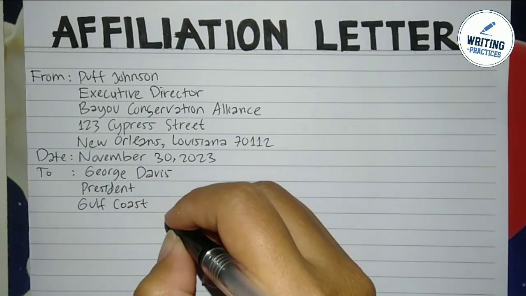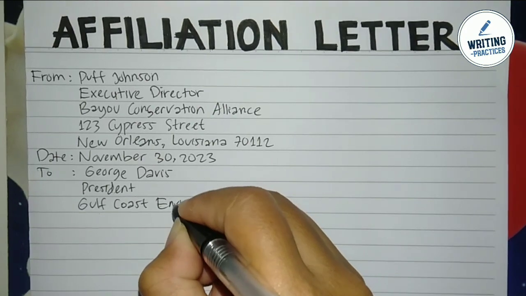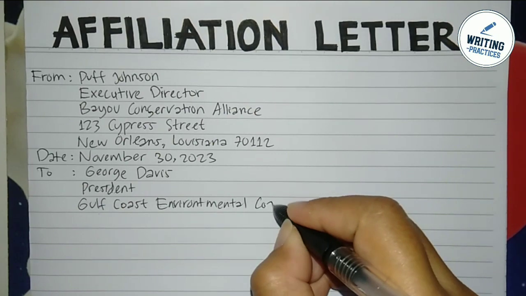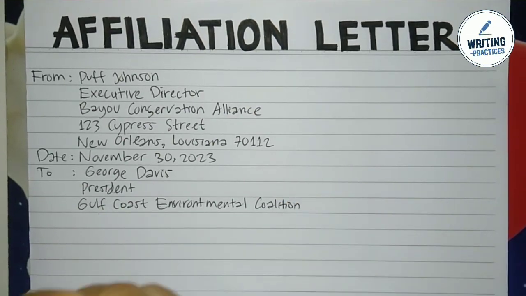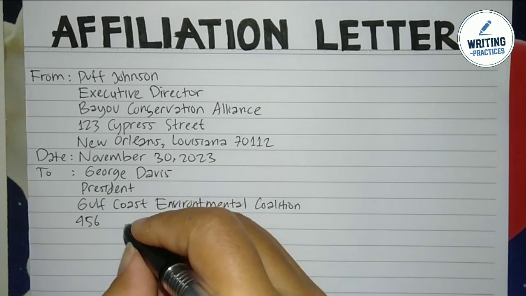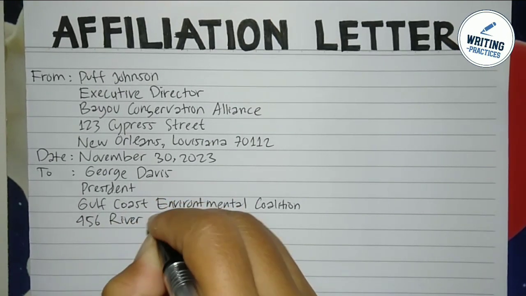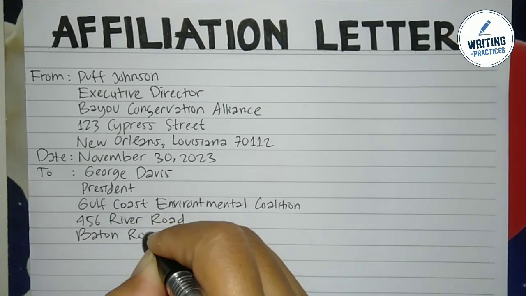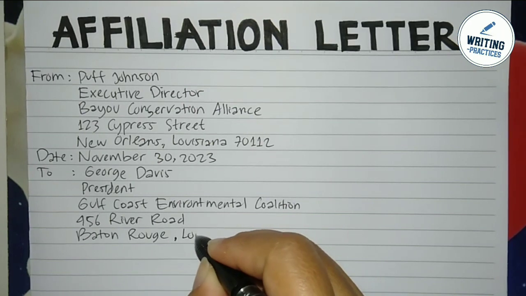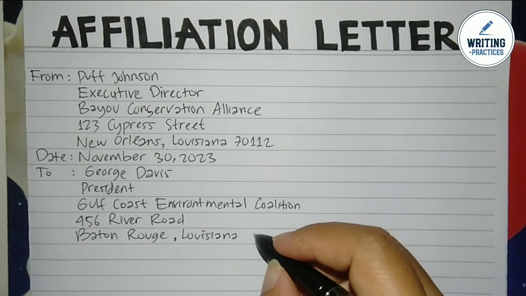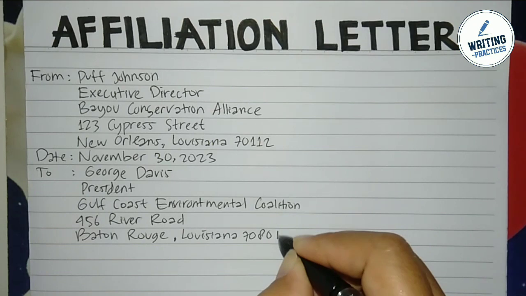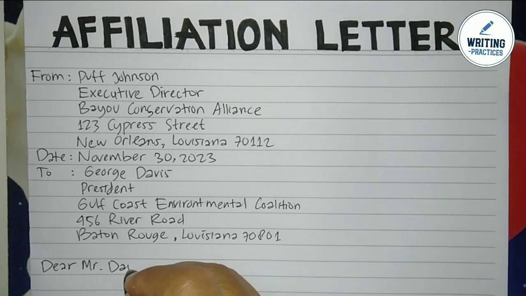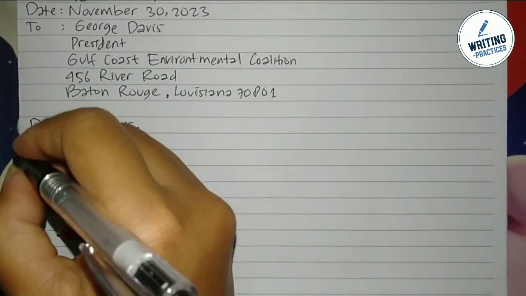And now, write the information about the recipient. You need to write their full name. Under it, write the occupation or job position in the company. And also write the name of the company. In this example, the letter is addressed to the President of Gulf Coast Environmental Coalition. Under it, write the address of the company or office. Yes, don't forget to mention the number, street name, city, state, and zip code. After writing this information, you can open the letter with a salutation. Simply write Dear Mr. or Ms. or Mrs., followed by the last name of the recipient.